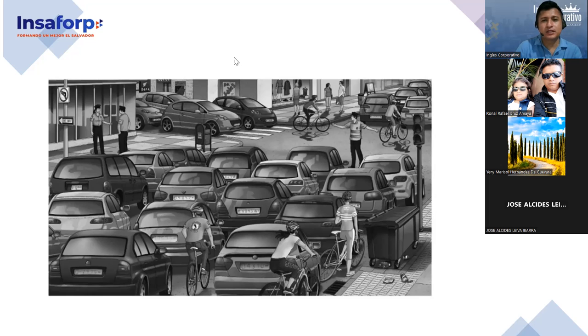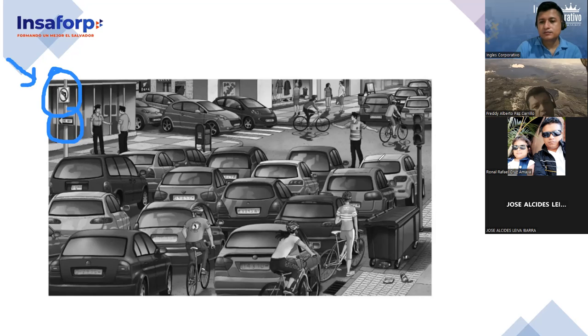What is the name of this object here? I'll put it here. This one. Mm-hmm. What is this one here? Sign. Oh, yeah, it's a sign. Very good. How do you call that one? Just to be more specific about it. It's a sign, that is correct. But it is on the street, right? It is on the street. Mm-hmm. Jose Alcides?